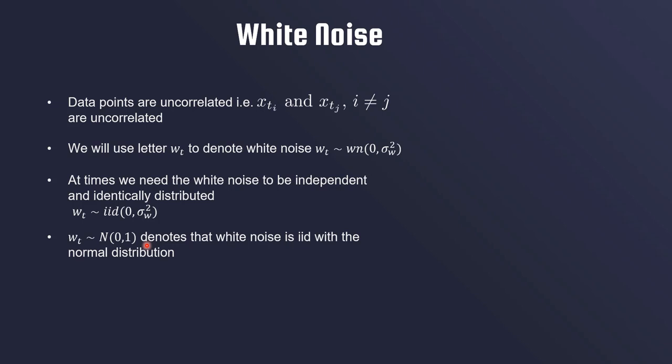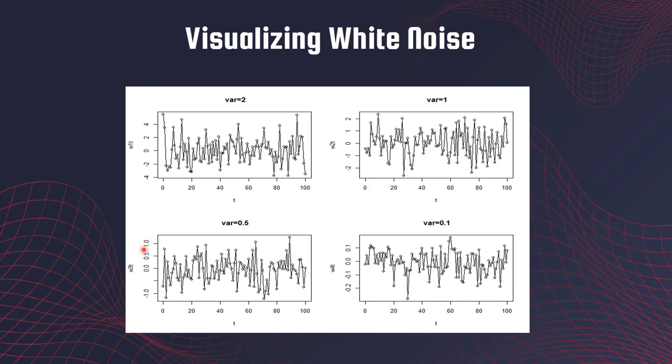So the letter W denotes white noise. It means that the data points are uncorrelated. If we say IID, that means they're independent and identically distributed. And this N(0,1) means that they're normally distributed, independent as well, and have mean 0 and variance 1.